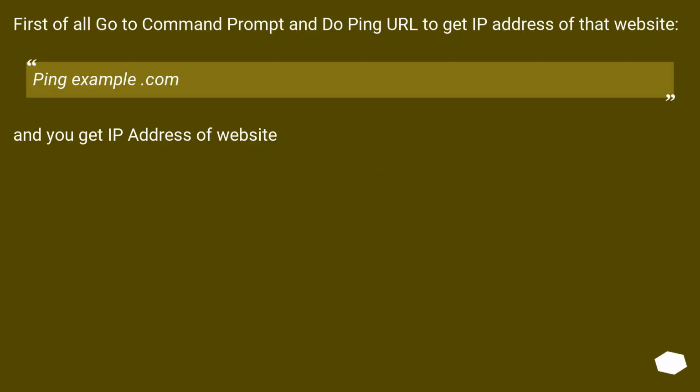First of all, go to command prompt and do ping URL to get the IP address of that website. Ping example.com. And you get the IP address of the website.